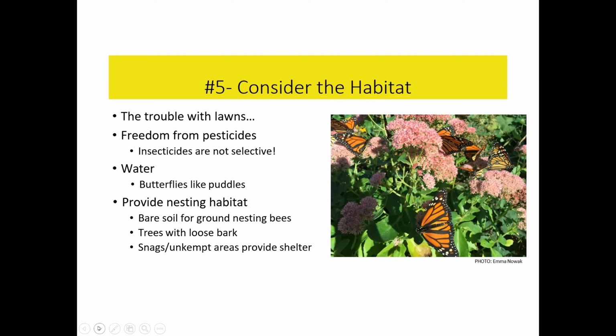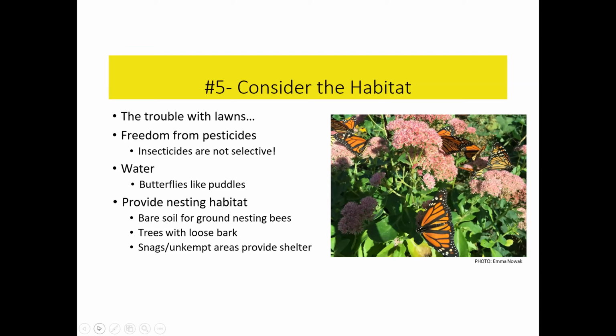Water is good to have. Every living thing needs water. Butterflies like puddles. There's a lot of different ways to create puddles within a garden. Put stones that maybe have a little dip in them, a little area that holds water, saucers, things like that. And provide nesting habitats.